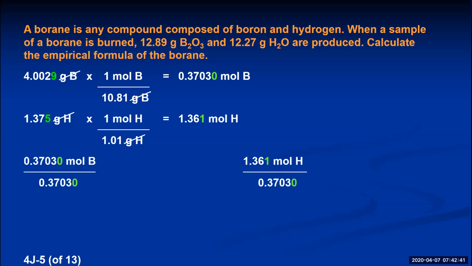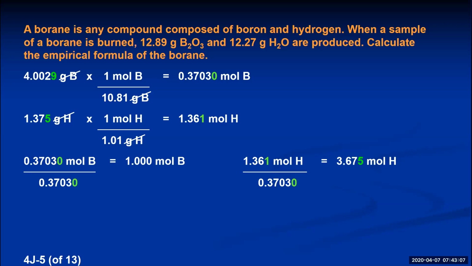So I'm going to take the moles of boron and the moles of hydrogen and divide them by whichever is the smallest number, which is the 0.37030. Doing that, I get exactly 1 mole of boron, but I get 3.67 moles of hydrogen. That number needed to be within 1/10 of an integer, so 1/10 of the number 4, for us to assume that the ratio is 1 boron atom to 4 hydrogen atoms. So it therefore is not.